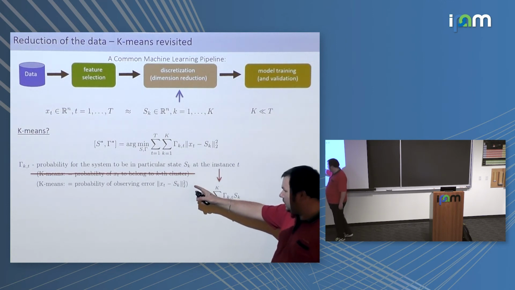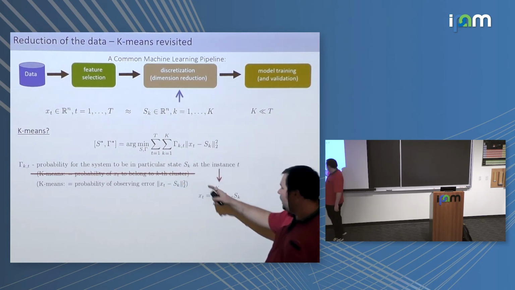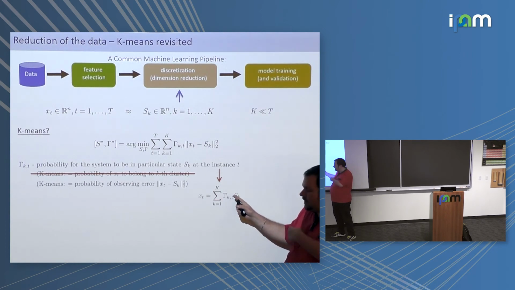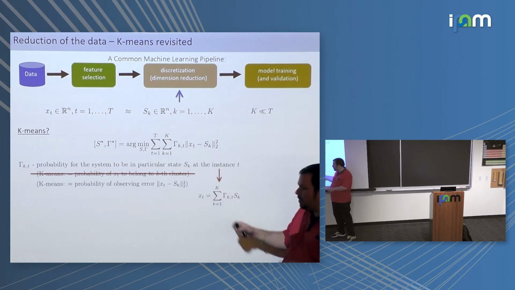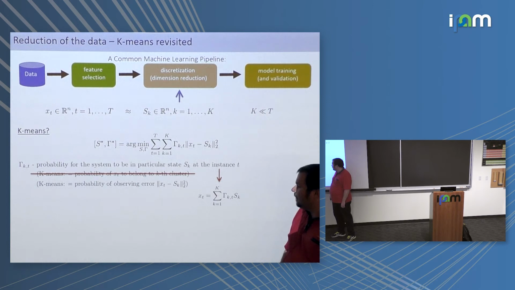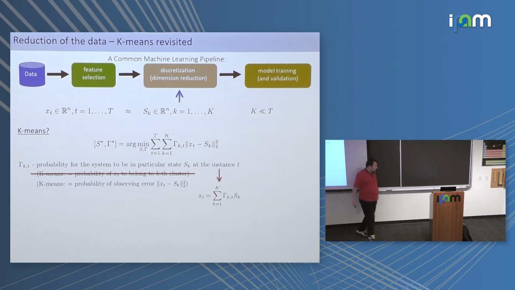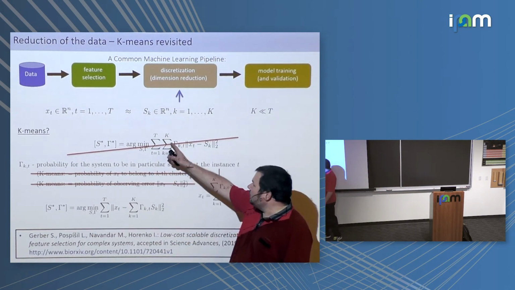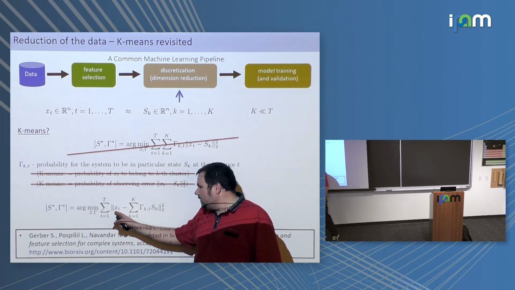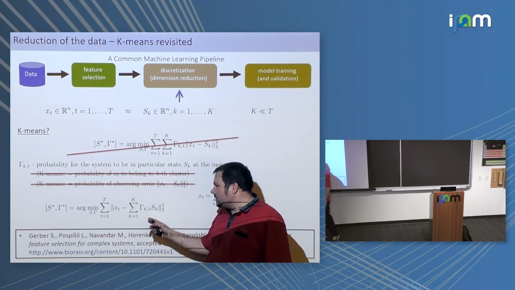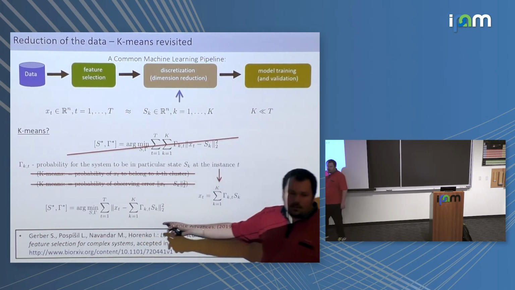If we would like to write down this probability, then it should look like this. I mean, xt should be representable as a sum of sk, which are the parameters of the clusters, times the probability of xt belonging to this given cluster. So actually, this is the problem which we should solve instead of k-means. It looks like this. I mean, it's not gamma kt times the error, but the error of xt minus the convex combination of the cluster centroids. And this is the idea.